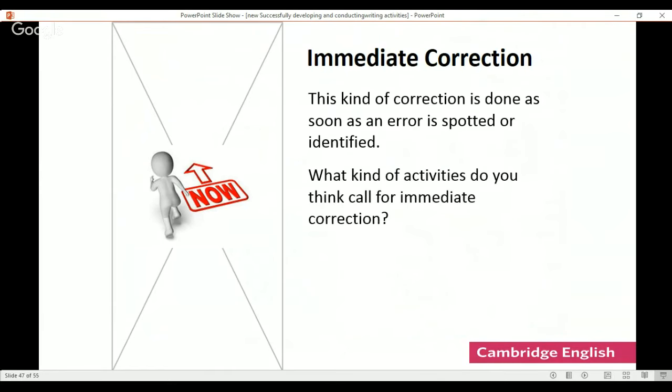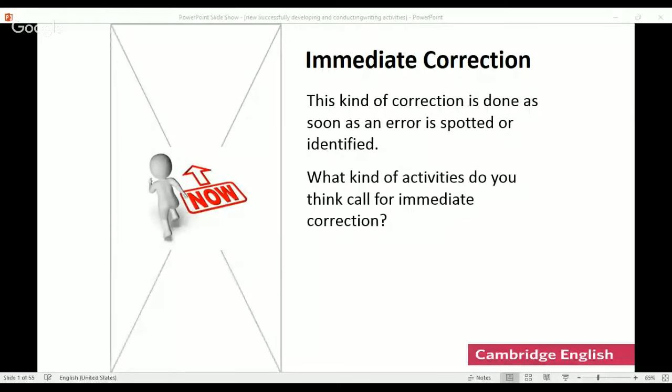What kind of activities do you think calls for immediate correction? Look at your poll and answer: which activity do you think calls for immediate correction? Fluency-focused activities or accuracy-focused activities? Please indicate your answer.